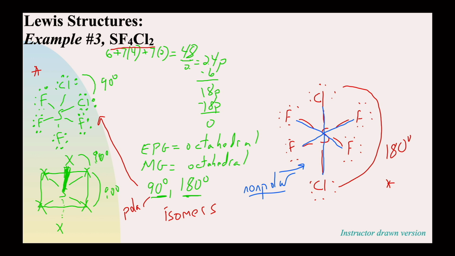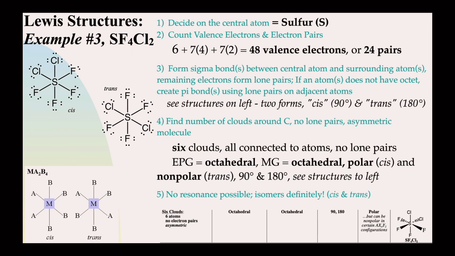But in the first version of the diagram I drew, you don't have that. The Cl angle is 90 degrees. Nothing's getting canceled there. You have to have the same kind of thing opposite. This FSF angle right here would be 180, but the other angles don't. That's a polar molecule.